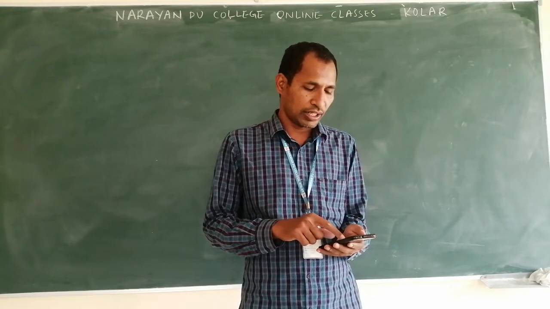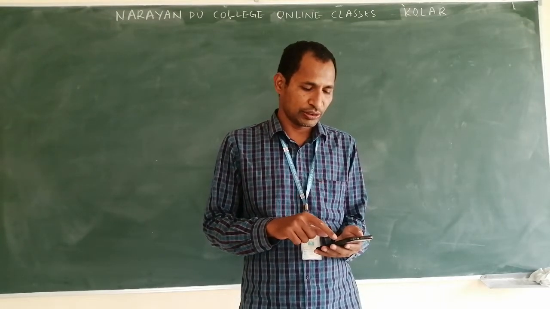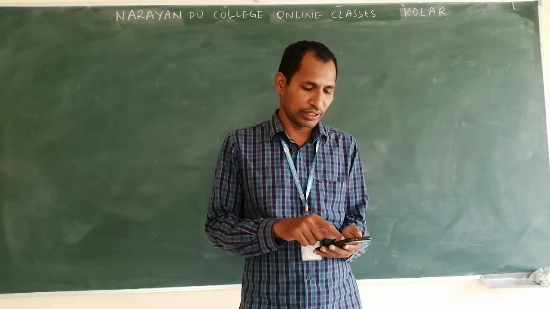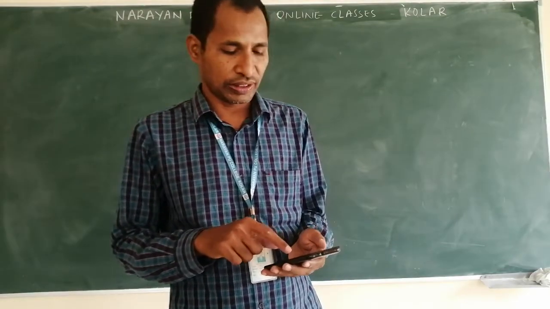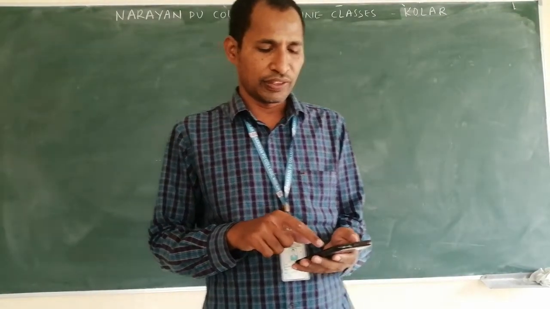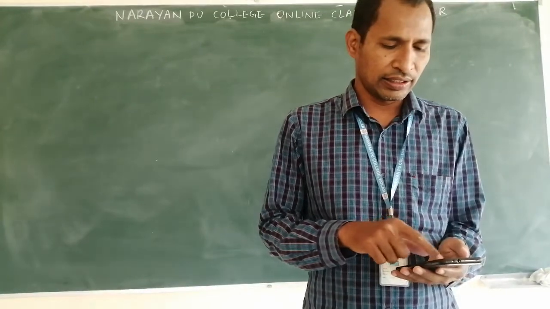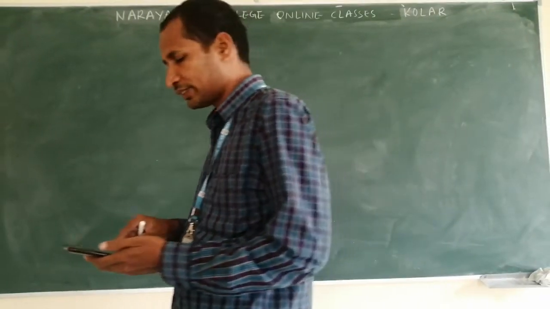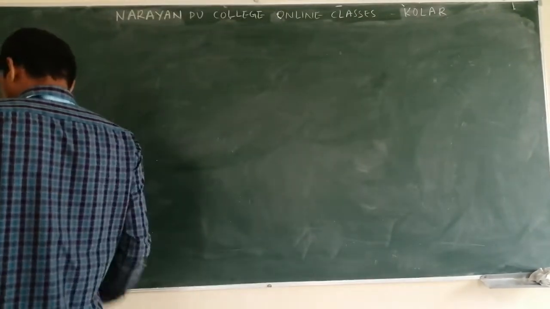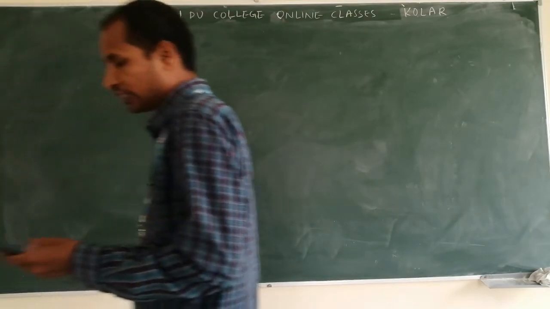A block of mass m = 2 kg lying on ice, when given a velocity of 6 meter per second, is stopped by friction in 10 seconds. Then the coefficient of friction is? Clear? We are asking the coefficient of friction.